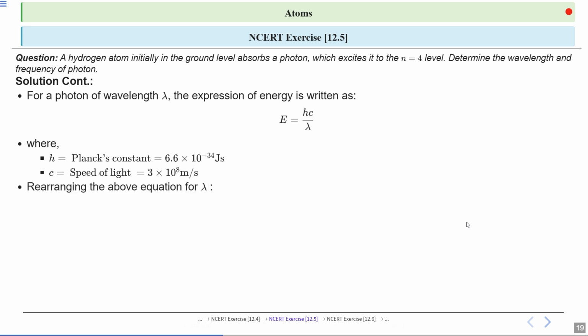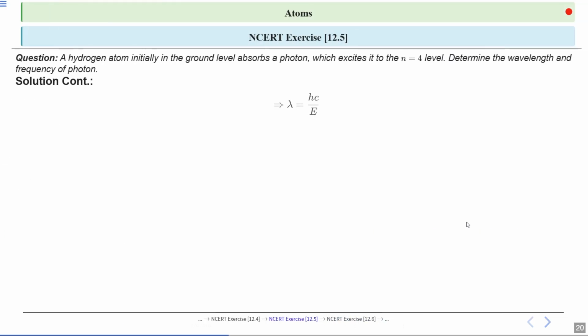Now let's rearrange our formula to solve for wavelength lambda. This means we will express lambda in terms of h, c and E. So after rearranging, we get lambda equals hc divided by E. This tells us that the wavelength of the photon depends on Planck's constant, the speed of light and the energy of the photon. Notice that as the energy increases, the wavelength gets shorter. Here we see the formula for wavelength: lambda equals h times c divided by E.